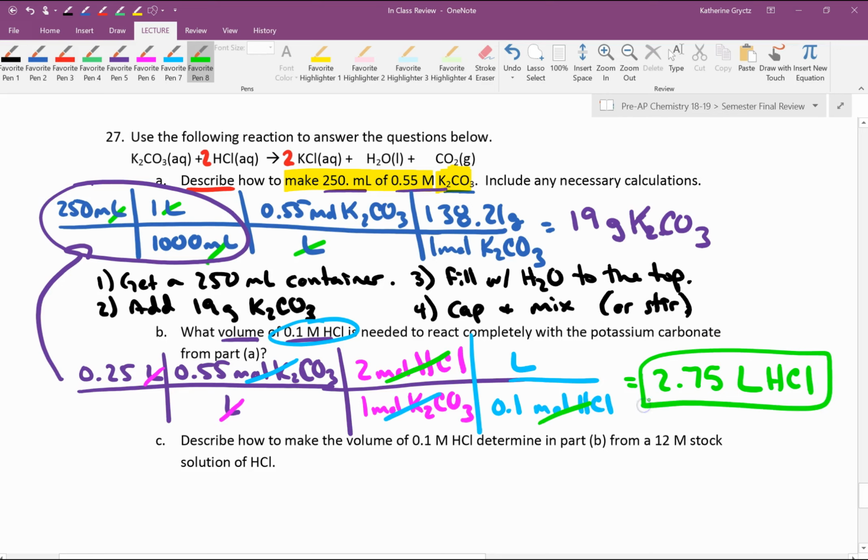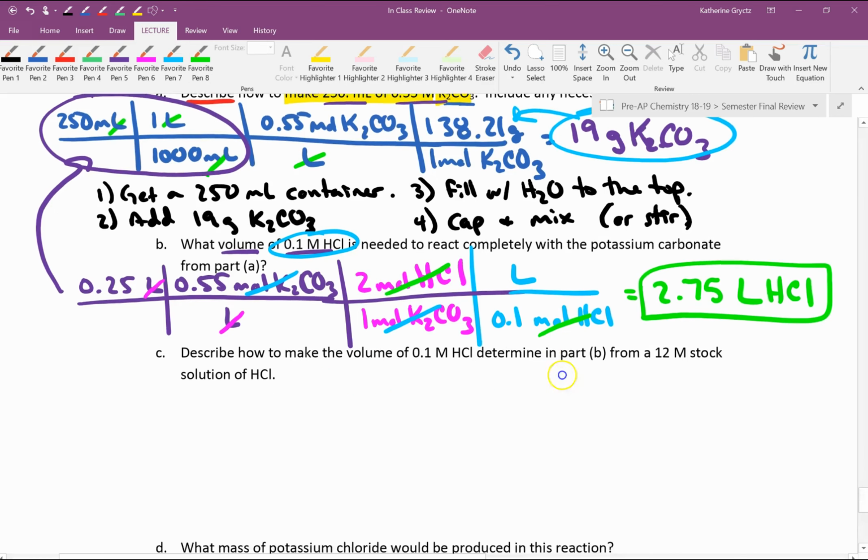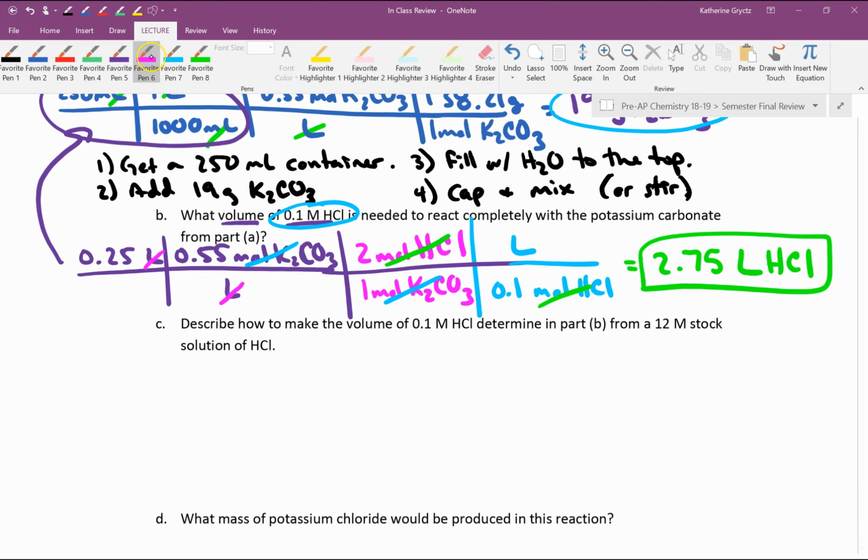So if you had chosen to start with the 19 grams instead, you would have had to convert it to moles using the molar mass. Either way gets you to moles. So if you'd done 19 divided by the 138.21, and then done the 2 and the 0.1, you would have gotten the same thing. Okay. All right, so part C says describe how to make the volume of 0.1 molar HCl determined in part B from a 12 molar stock solution. So if you look at this guy, we're given 2 molarities. If we're going to make the 0.1 molar from a 12 molar, this is a dilution.